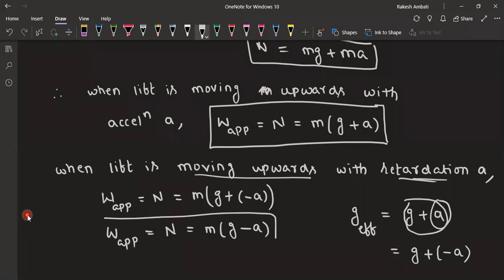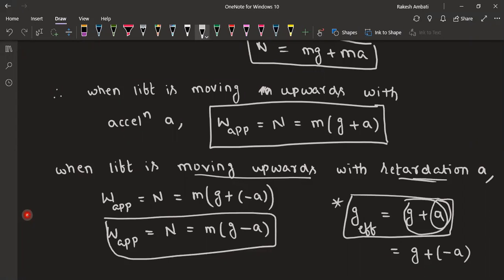So here the lift is moving upwards. It is a standard formula, but we have to see the condition. If the lift is moving upwards, by default we follow this formula. But see the lift condition: it is moving upwards with acceleration or retardation, and accordingly this a value changes. With acceleration, it is positive a. With retardation, which means negative acceleration, in the place of a we write minus a. Please memorize this point.